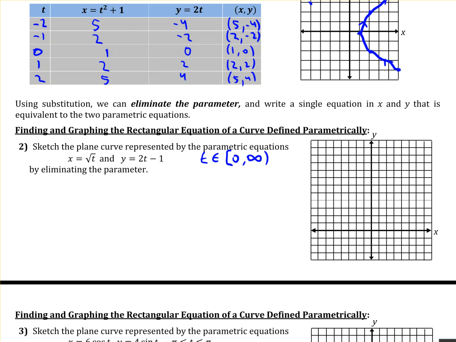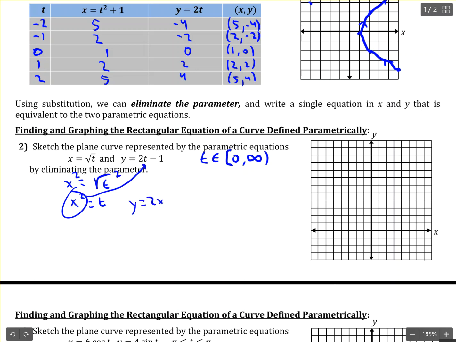Now, if I want to eliminate the parameter, basically I'm going to get my standard y in terms of x, like we've done before. I have x equals square root of t. I might square both sides. I get x squared equals t. And so I'm going to use that substitution, because t equals x squared. I have y equals 2x squared minus 1.